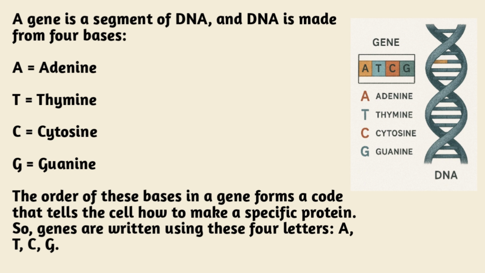A gene is a segment of DNA, and DNA is made from 4 bases: A, Adenine; T, Thymine; C, Cytosine; G, Guanine. The order of these bases in a gene forms a code that tells the cell how to make a specific protein. So, genes are written using these 4 letters: A, T, C, G.